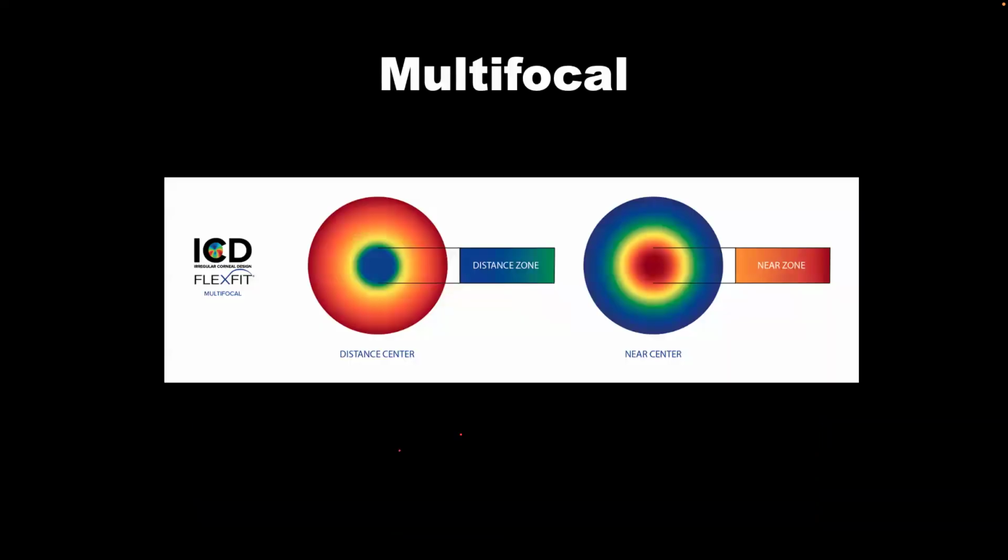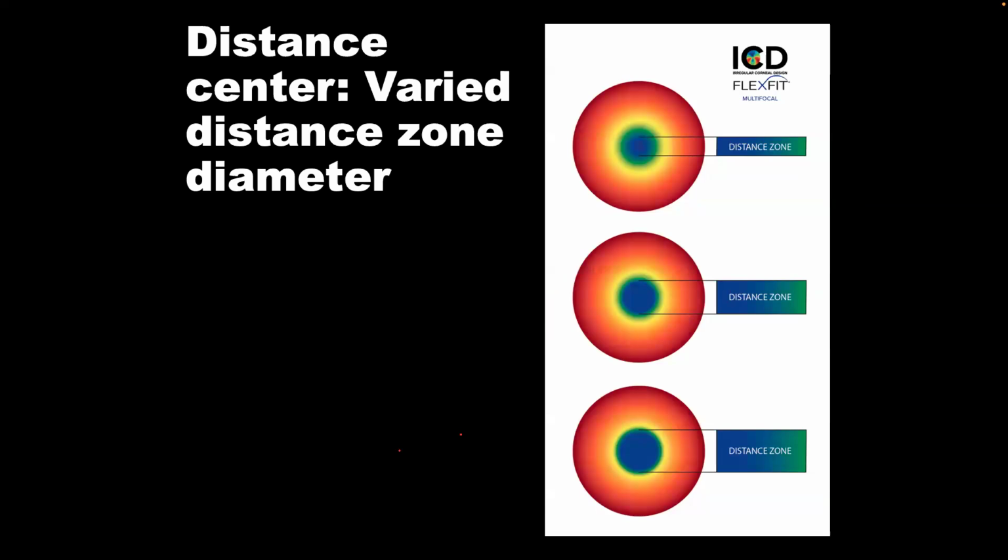One of the questions that we get is whether we have multifocality on ICD Flex, and yes, we do. We have distance zone and near zone, so you can ask for CD or CN as you require. And the good thing is that you can manage the diameter of the distance zone as well, so you can go larger or smaller, depending on the pupil size of your patient.